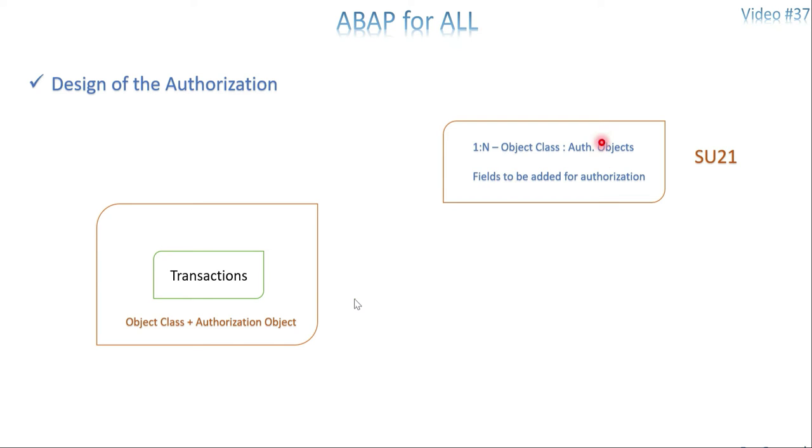Those fields we are going to add in the particular layer, and the transaction for this layer is SU21.